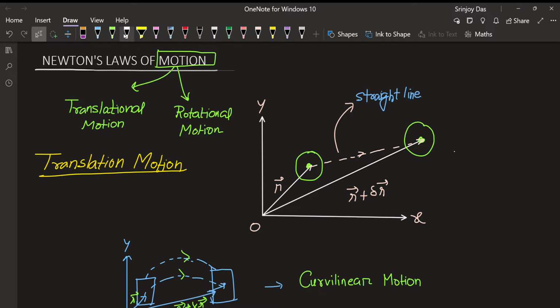So let's start with the chapter. At first, what is a motion? A motion is a movement. A motion can be a rectilinear motion, rotational motion, curvilinear motion, anything.